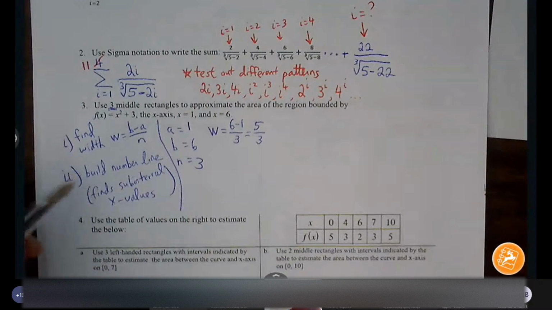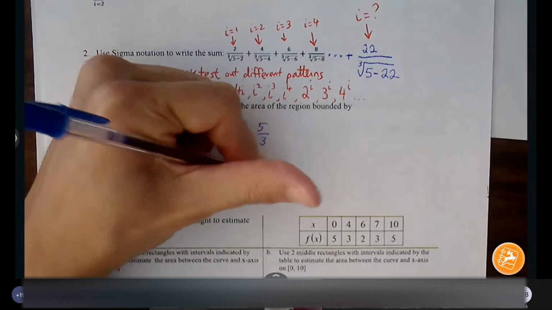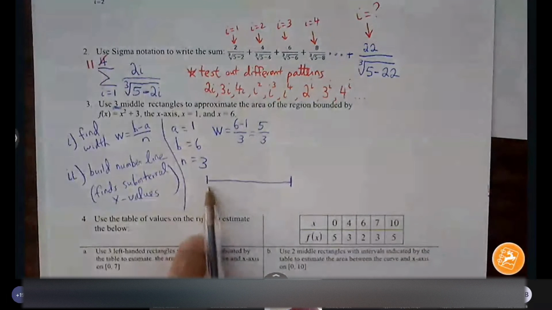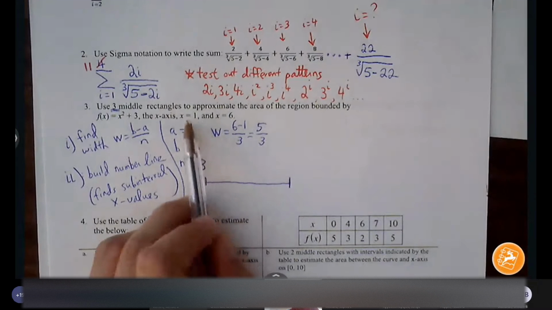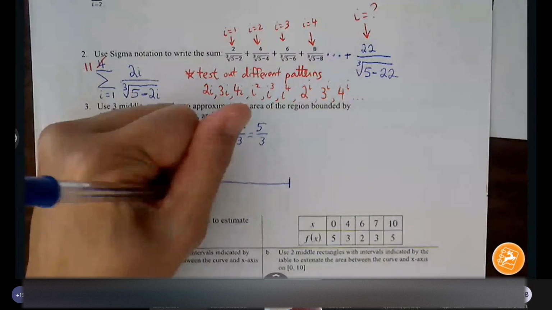Next up, we're going to build our number line. Okay, we're starting at, okay, careful where you start. I made a mistake on my key. I started at 0. It's not always going to start at 0, right? We're going to start at the left endpoint of your interval.